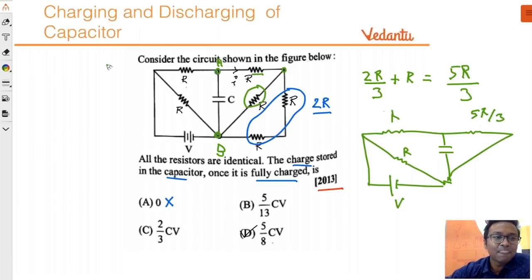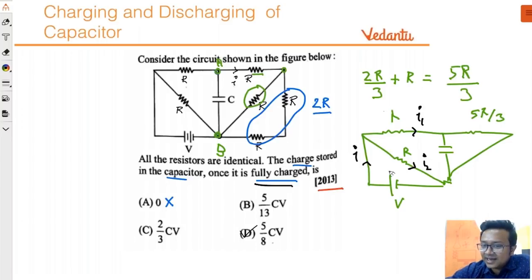Clear, students? Now, going ahead, let's say current I comes out of this battery. From here, I1 is flowing, and through this, I2 is flowing. There's no current that is going to enter the capacitor. Why, students? Because it's fully charged. That's the state that is given to us, that it is fully charged.